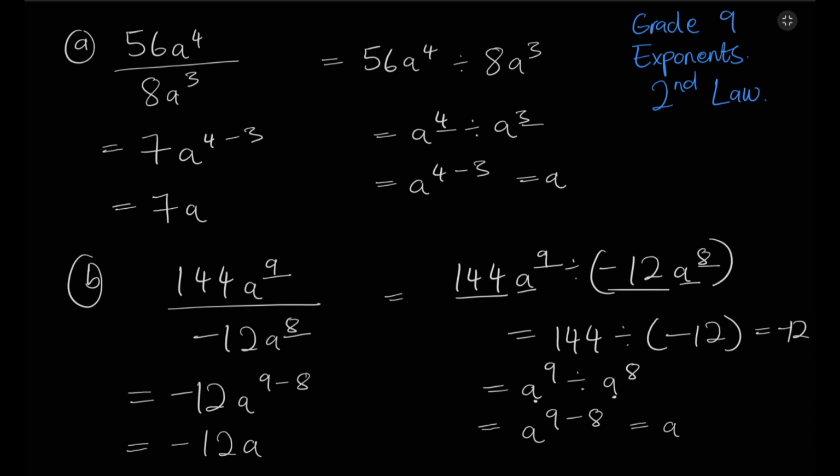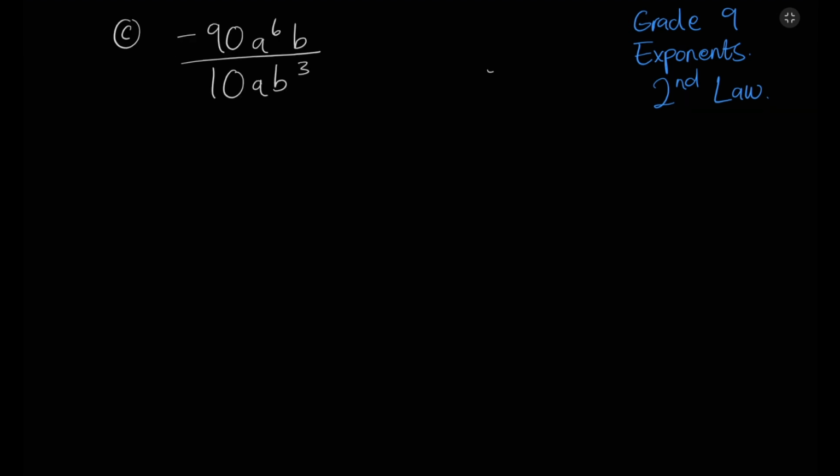Now let's move to c. We have negative 90 a to the power 6b all over 10ab cubed. How do we solve this? If this looks intimidating, you can just simplify and write this as negative 90 a to the power 6b divided by 10ab cubed. So we start by calculating our values of the coefficients. We'll say negative 90 divided by 10. Negative 90 divided by 10 is negative 9.